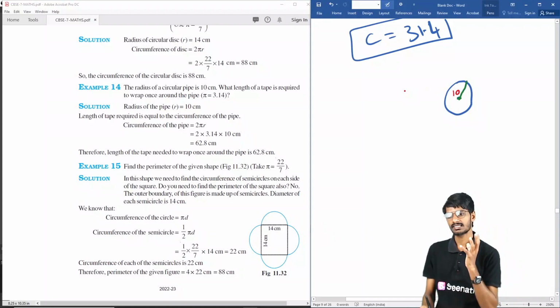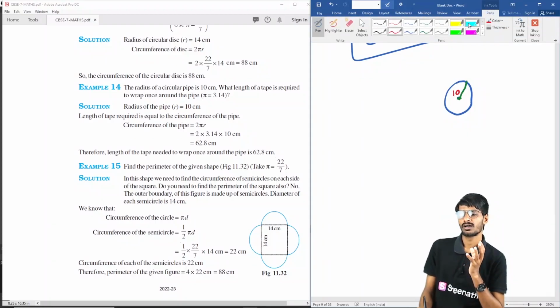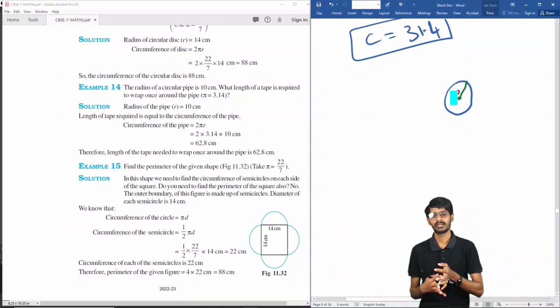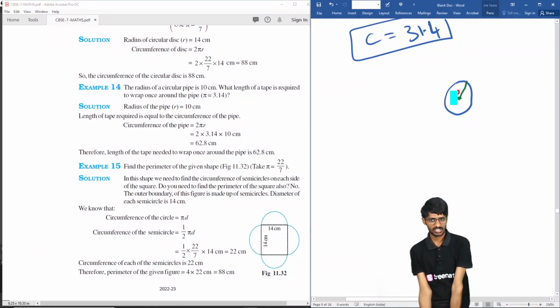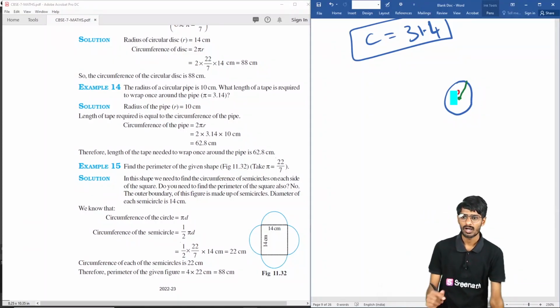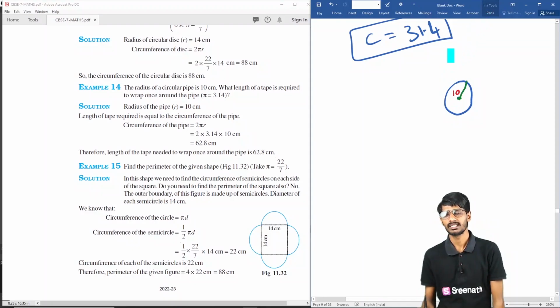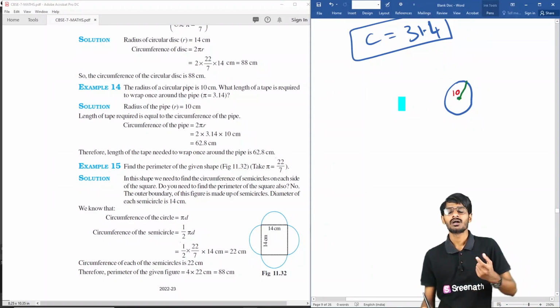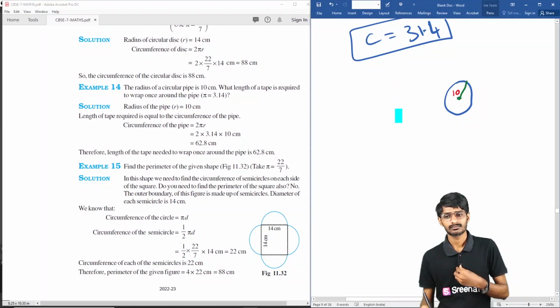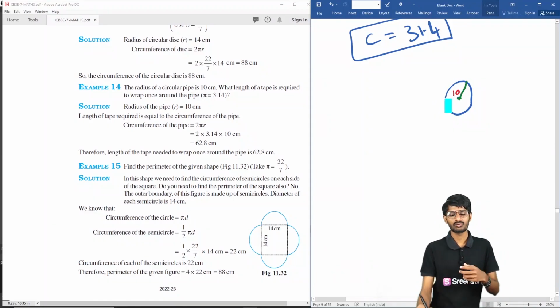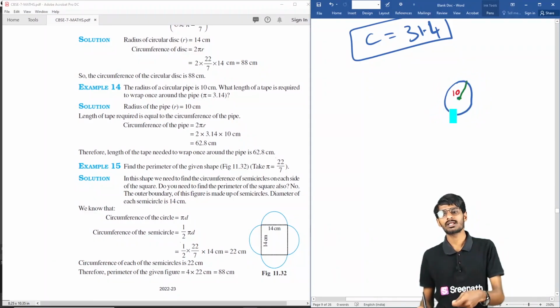So here he is asking in a way to confuse you. Okay, just don't get confused here. What they have given is the value of the radius, and what he is asking is, if you want to take a tape and wrap it around the pipe for only one time.